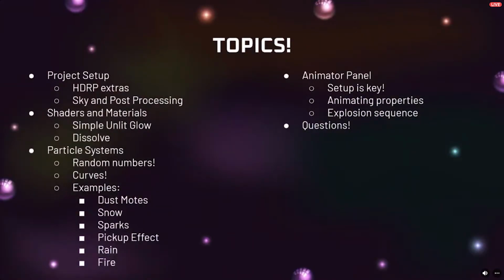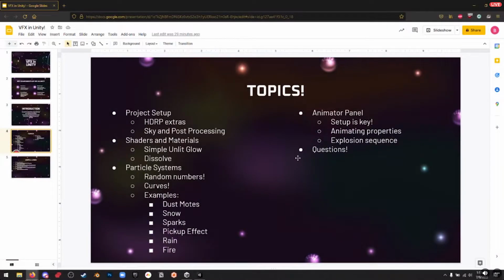We already talked about this, just slide stuff. Okay, so topics. We're going to start with the project setup. Then we're going into shaders and materials because it's important to get those at least set up on a basic level. Then we're going to talk about particle systems because those are super fun, and you can get a ton of really cool stuff going really quickly. We'll go through a bunch of particles: dust motes, snow, all kinds of stuff. Then we're going into the animator panel because that's the most complex thing we're going to talk about today, to do our little final energy explosion sequence. That'll be really fun. And then we can do questions.